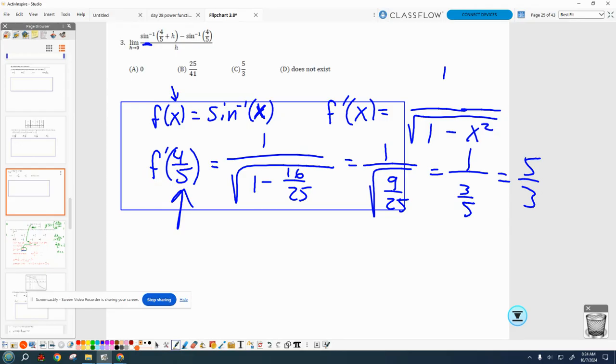How the graph relates to everything. What's the derivative of, I mean, yeah, that one's easy. That's good enough.